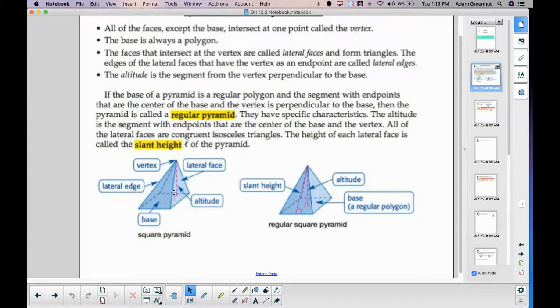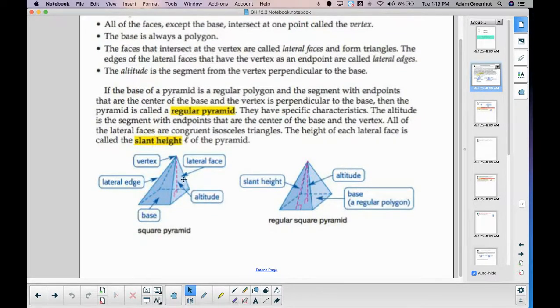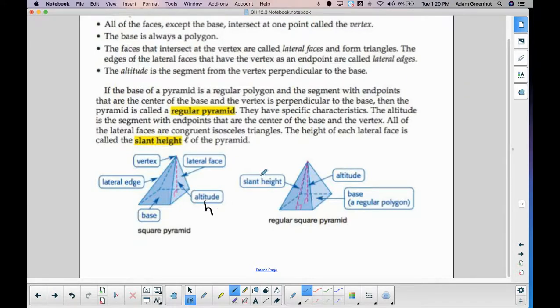But there's some different things here with the height. The distance from the vertex straight down to the base is the height, or the altitude. But if you slide down one of the lateral faces, the height of each triangle is known as the slant height. For the height, the altitude, we're going to use an h. For the slant height, we're going to use this cursive lowercase l to represent it. The slant height is a cursive lowercase l, and it's the height of each lateral face.